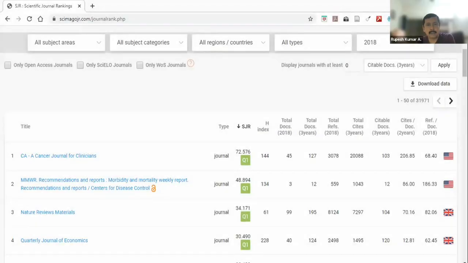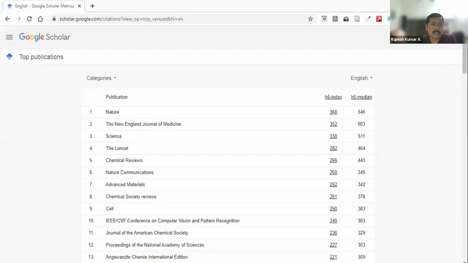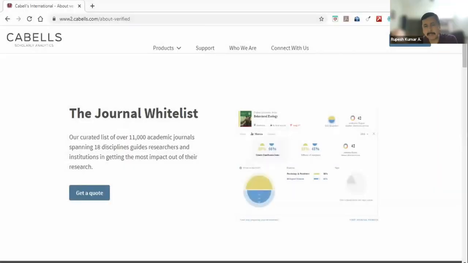And here we have got Scimago journal ranking, the screenshot of Scimago journal ranking. And Google Scholar Metrics, H5 index, you can see. The top ranked journal is Nature with an H5 index of 368. This means that out of total number of articles published by the journal Nature in the previous 5 years, 368 articles each have received a minimum of 368 citations or even higher. And we also have Cabell's journal whitelist available only on subscription. So you can get the list of journals only upon subscription from Cabell's.